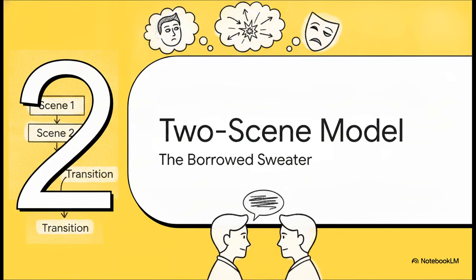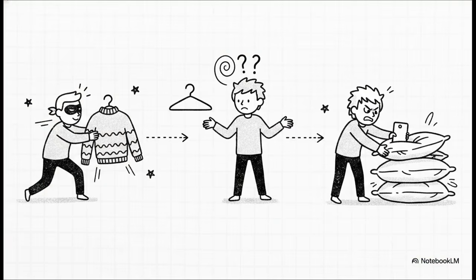Moving into part 2, the two-scene model. We'll call this one the borrowed sweater. To see this in action, we're going to apply our terms to a generic low-stakes model. This way we can practice without giving away any historical spoilers. Notice how a simple missing sweater instantly escalates into a huge conflict over a hidden phone.